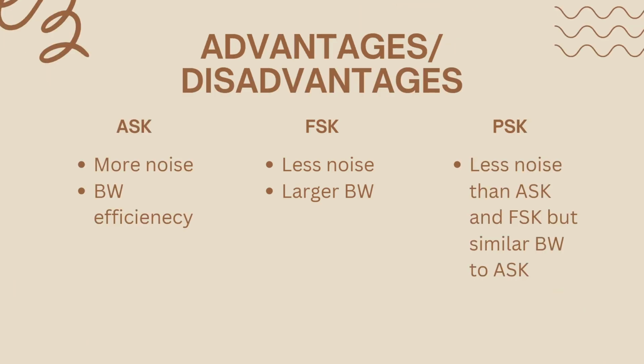So there are advantages and disadvantages between the amplitude, frequency, and phase shift keying. With the amplitude shift keying having more noise but more bandwidth efficiency. With the frequency shift keying, we'll have less noise and larger bandwidth, and the phase shift keying will have less noise than the amplitude shift keying and frequency shift keying, but it will have a similar bandwidth to the amplitude shift keying.